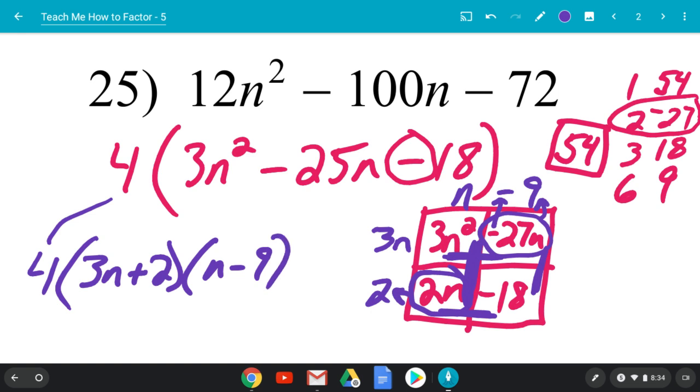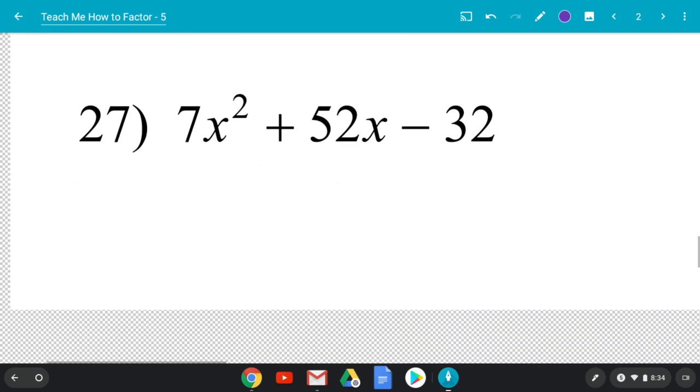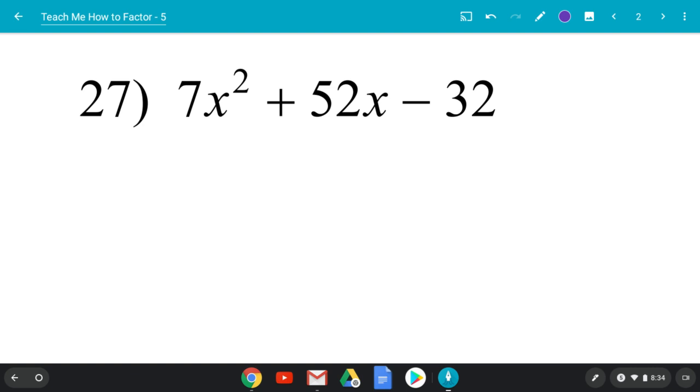That's the box method. Let's try another one. 27. Give you a little hint. There's no GCF. Good luck.